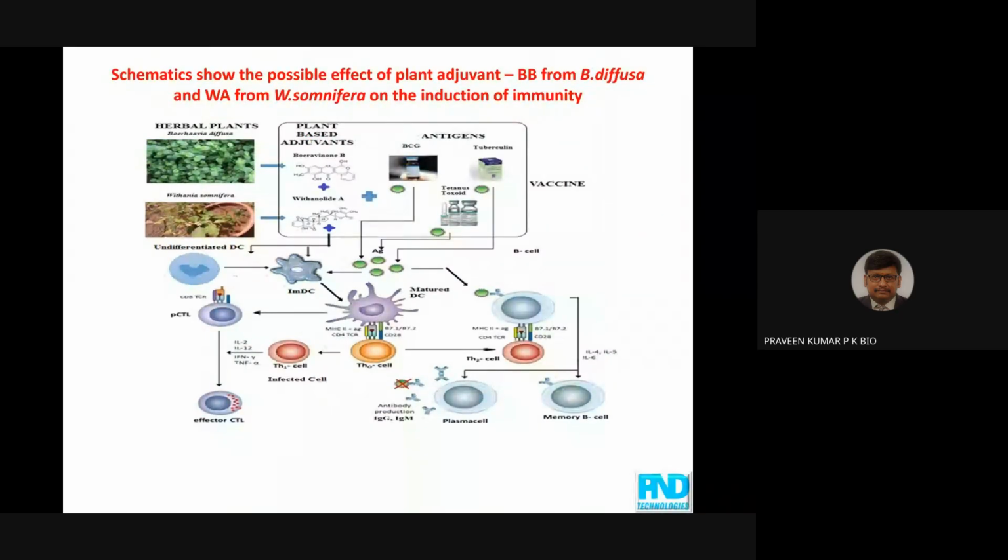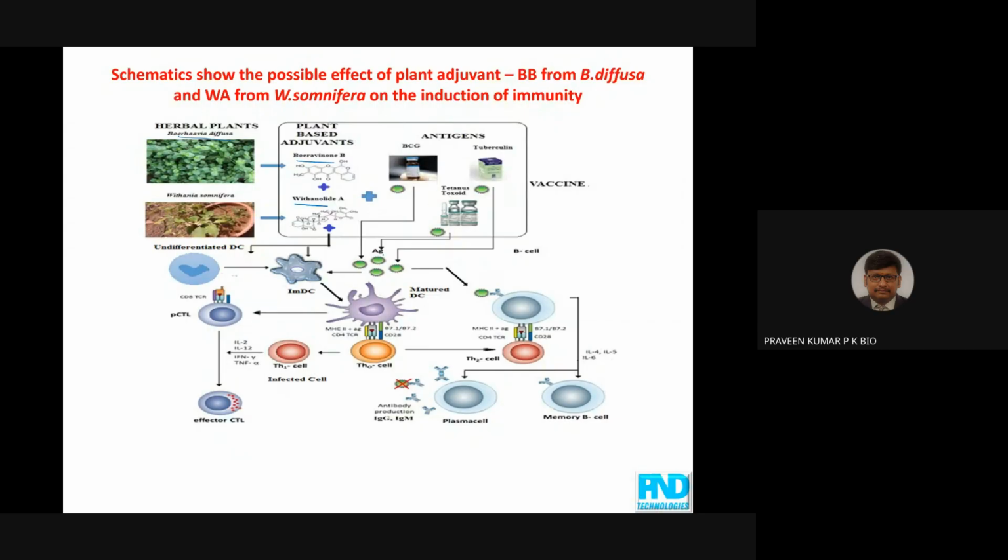And this is something about my PhD research. In my PhD research, I worked on plant compounds like vitamin B and vitamin A. Vitamin B is derived from a plant called Boerhavia diffusa, in Tamil we call it Mookkaratai Keerai, and vitamin A from Withania somnifera, ashwagandha. We procured vaccine antigens, BCG, tuberculin, and tetanus toxoid, without adjuvants and tried them with these adjuvants.